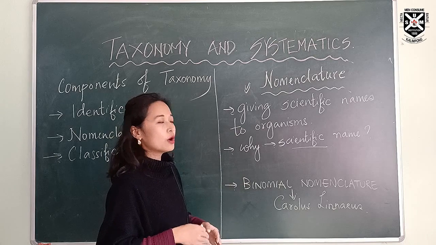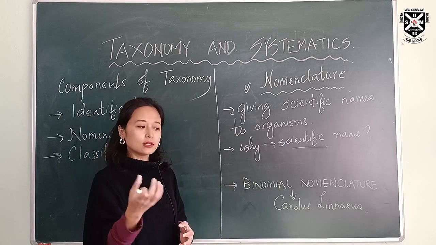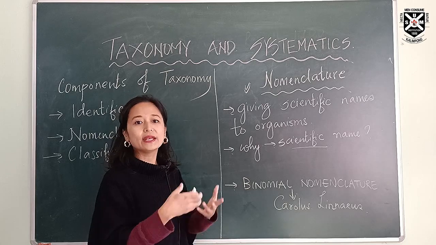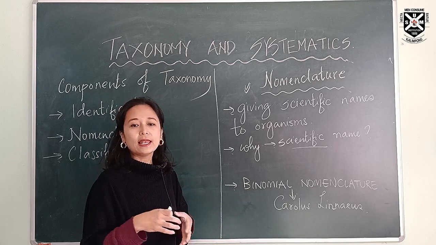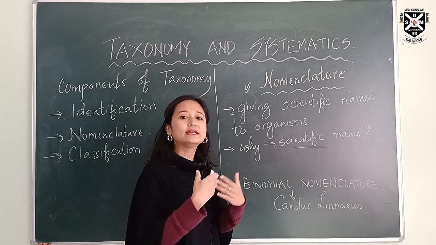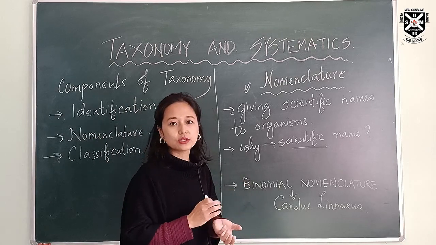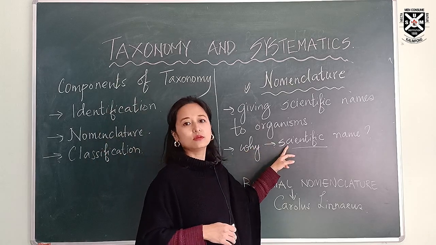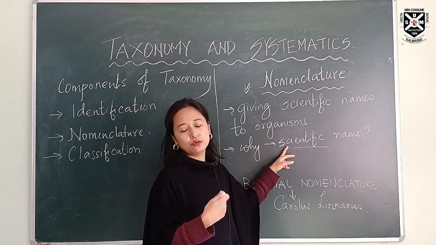We know that when a baby is born, we usually keep a name to identify that person. Like that only, scientific names are given to organisms to identify or address that particular organism. But why scientific names? Why not the local names that we know?